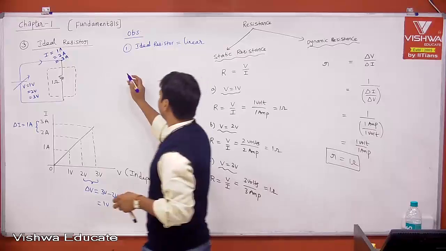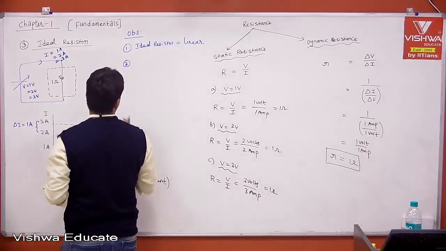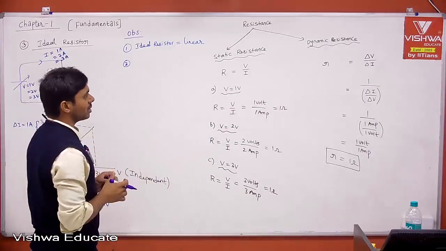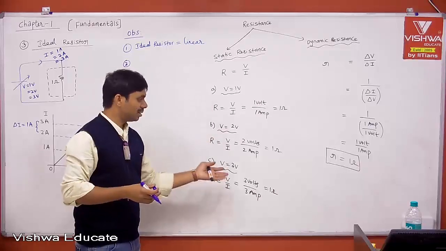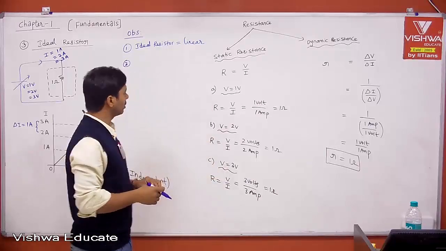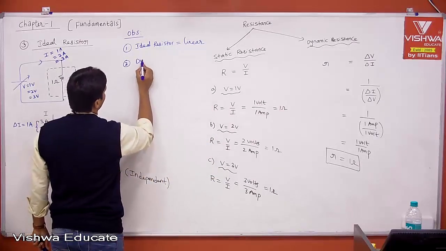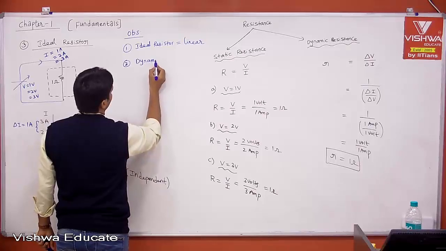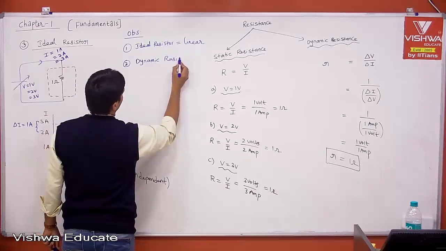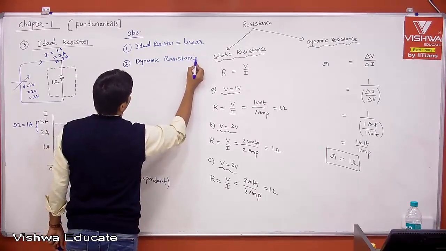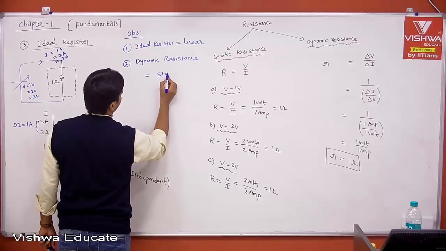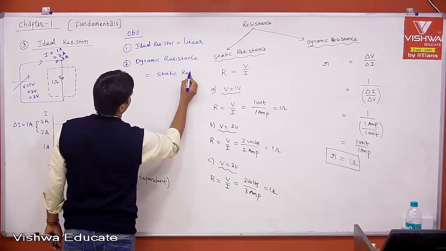Number 2, what is the second observation? Your dynamic resistance is equal to static resistance. Dynamic resistance of your ideal resistor is equal to static resistance.